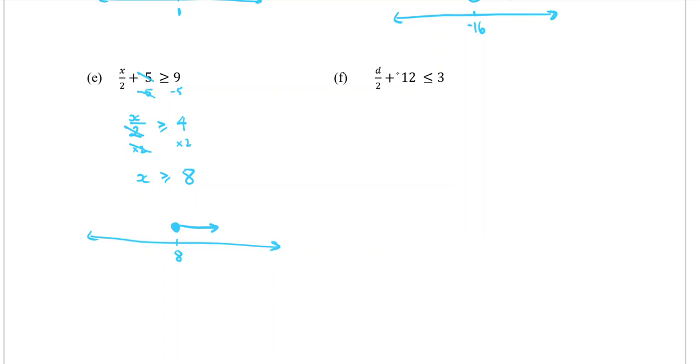For F, first step is to subtract the 12. That gives d over 2 is less than or equal to 3 take away 12 is negative 9. Then the opposite of dividing by 2 is to times by 2. That gives d is less than or equal to negative 18. Okay, draw a number line, put negative 18 in the middle. Again, because of the equal sign, it's a coloured in dot, and less than points to the left.